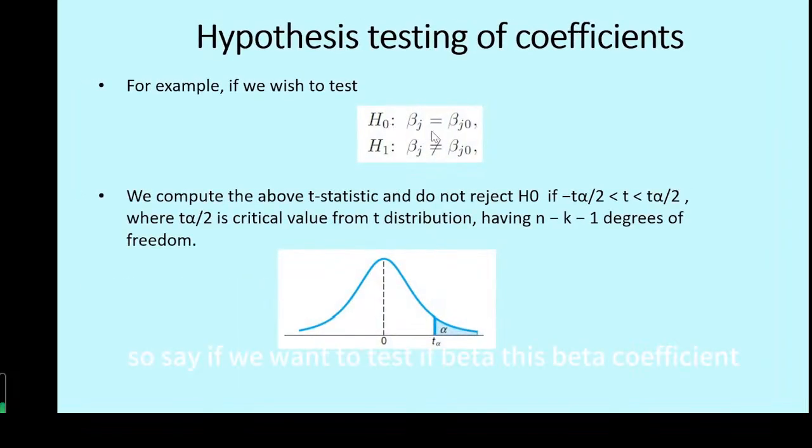So say if we want to test if this beta coefficient is equal to a specific value, and this is the null hypothesis. For example, this is 0. So if we want to test whether beta j equals 0 or not, we formulate the alternative hypothesis as beta j not equal to this value, not equal to 0.